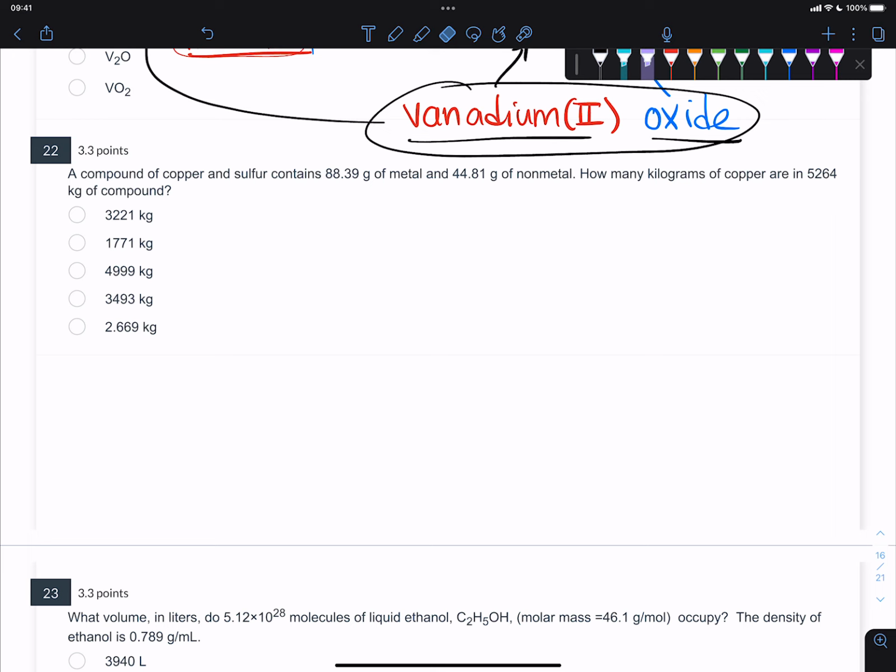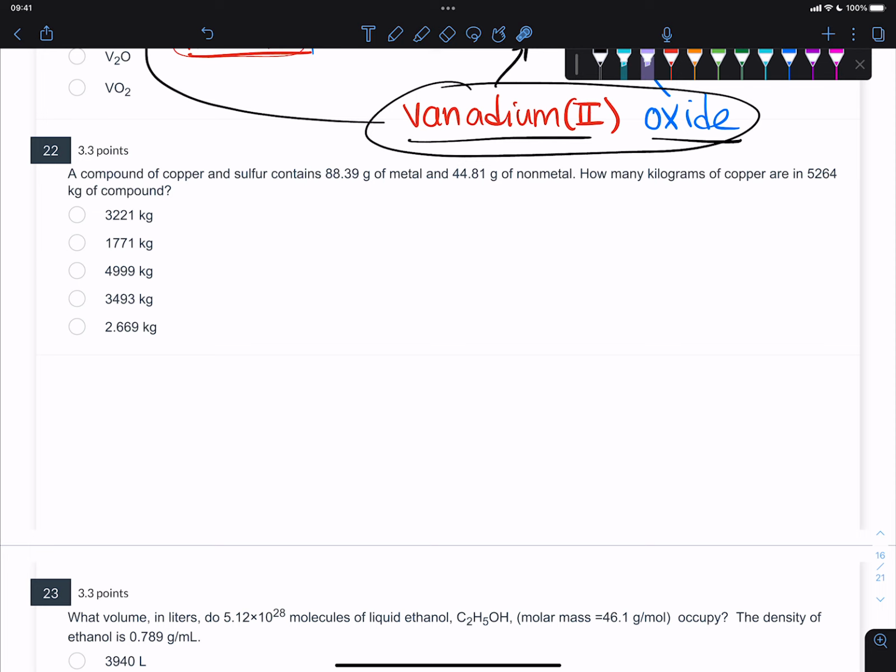For this one, it says a compound of copper and sulfur contains 88.39 grams of metal and 44.81 grams of nonmetal. How many kilograms of copper are in 5,264 kilograms of the compound? This one isn't too tricky because you just gotta keep in mind proportions and ratios.